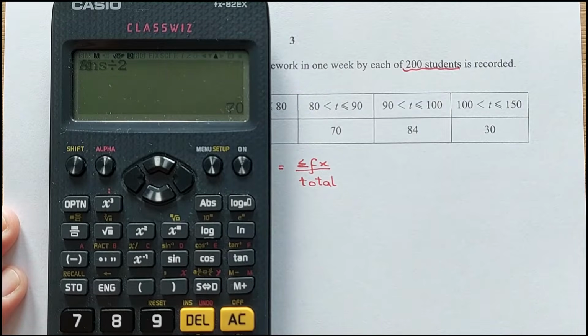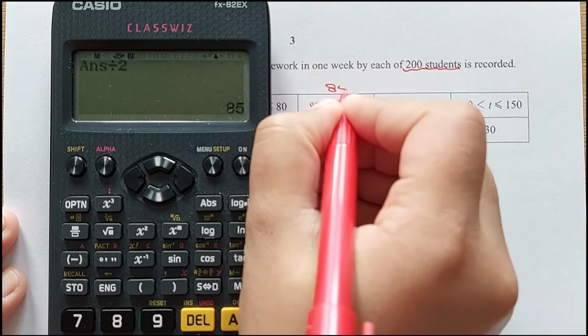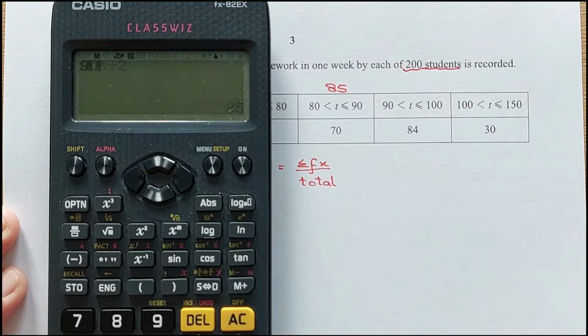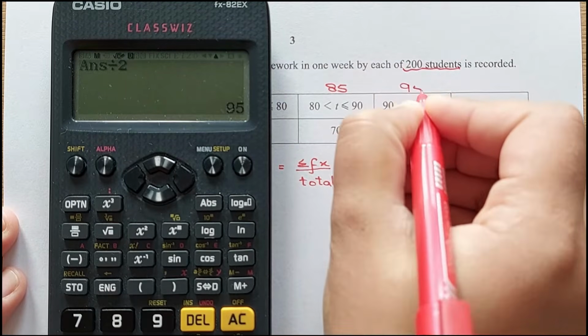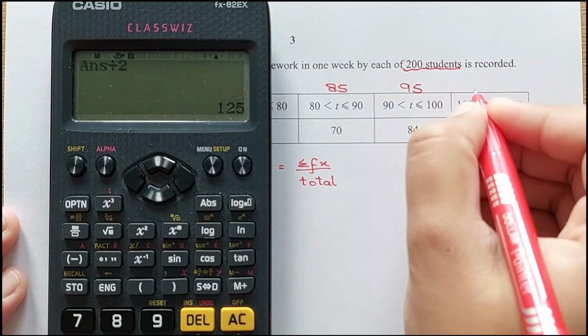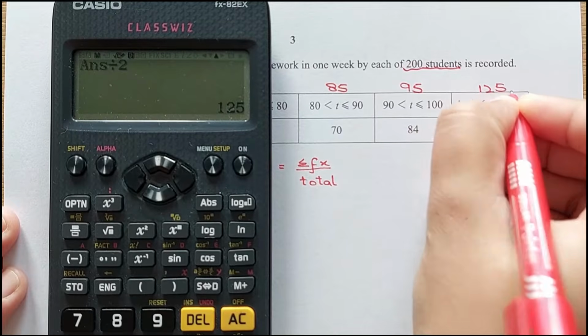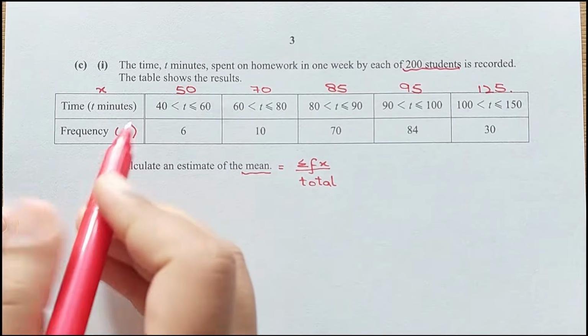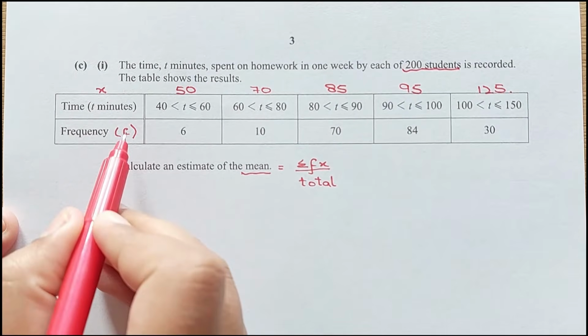80 plus 90 divided by 2 is 85. 90 plus 100 divided by 2 is 95. 100 plus 150 divided by 2 is 125, the midpoint, right? Now we need to find fx, the product of f and x.